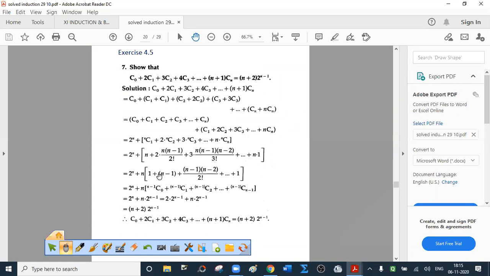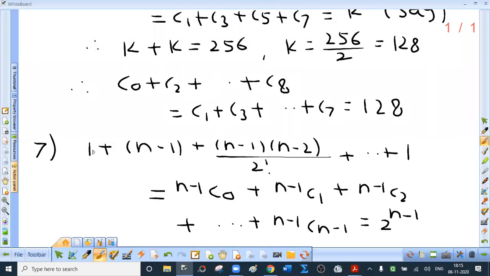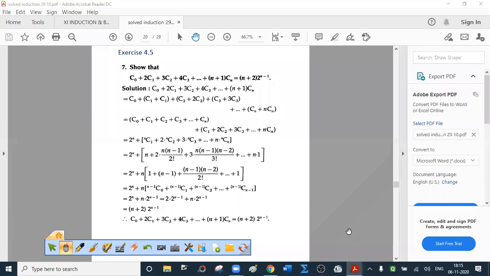In fact, I have written this only. See, 2 raised to n minus 1 for this. I can show you. See, 1 plus n minus 1 up to this. We have written 2 raised to n minus 1 for this. Okay. But originally n is there. So n into 2 raised to n minus 1.